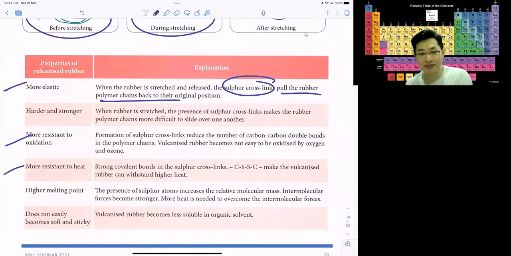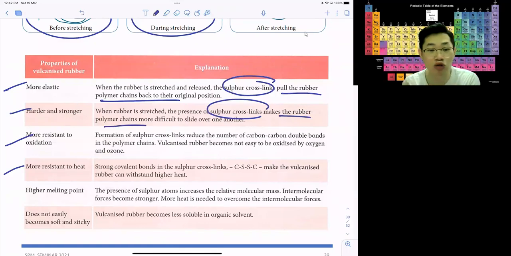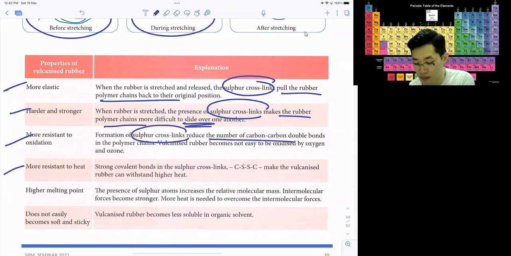And then, why is it harder? Because the sulfur crosslink makes the rubber polymers harder to slide over one another, just like an alloy. Resistance to corrosion: the sulfur crosslink has filled up the double bonds already. Its double bonds are reduced, so it doesn't react with oxygen as easily.